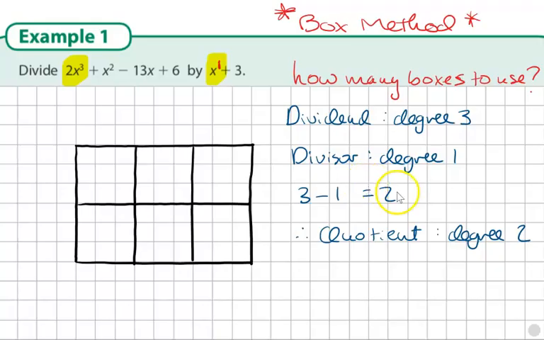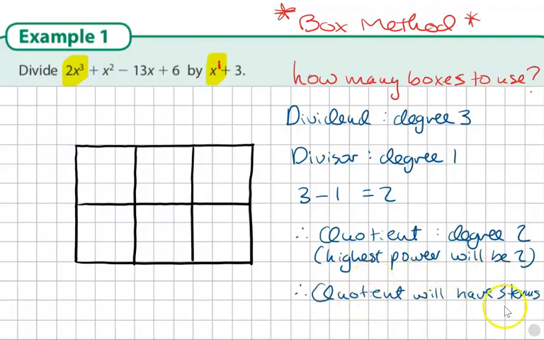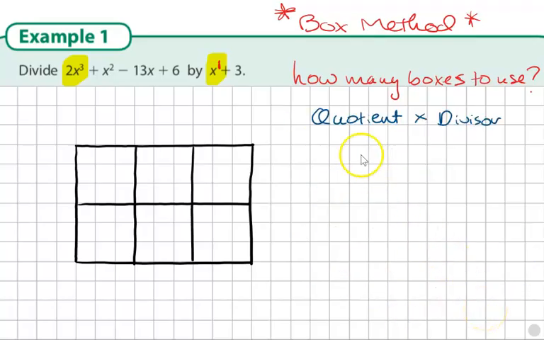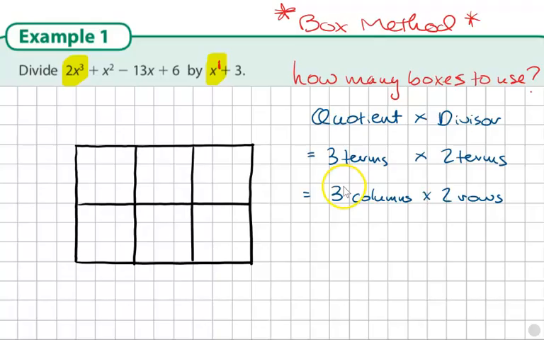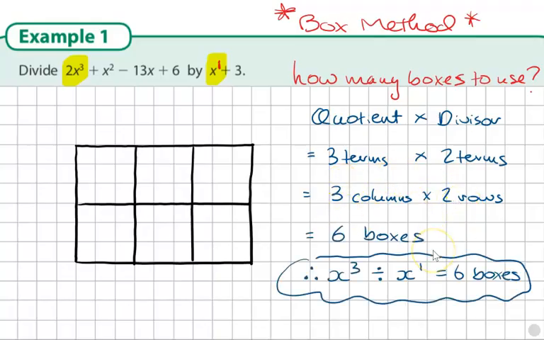3 minus 1 is 2, which means the quotient, our answer, will be degree 2. So the highest power will be squared for the quotient. So if the highest power will be 2, then the quotient will have 3 terms in it. So there'll be an x squared, an x, and a constant. So the quotient times the divisor is 3 terms times 2 terms. So that's going to be 3 columns times 2 rows, which is 6 boxes.